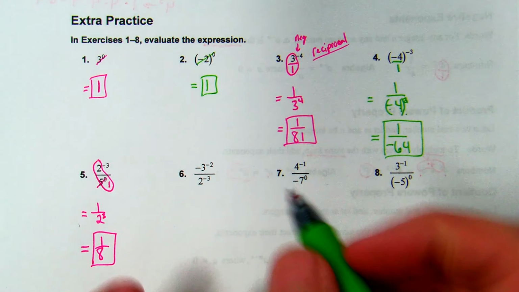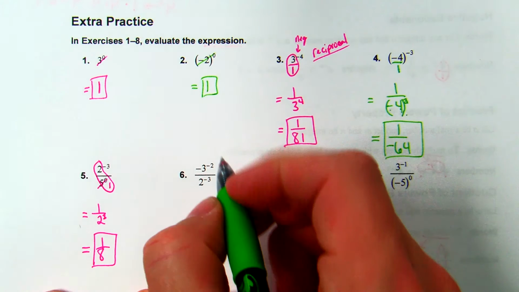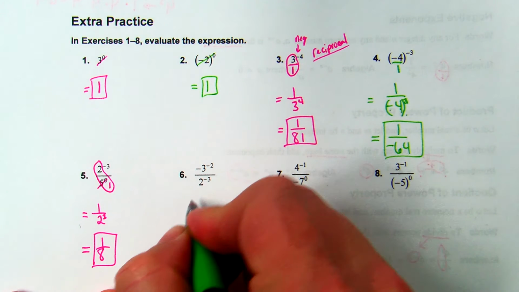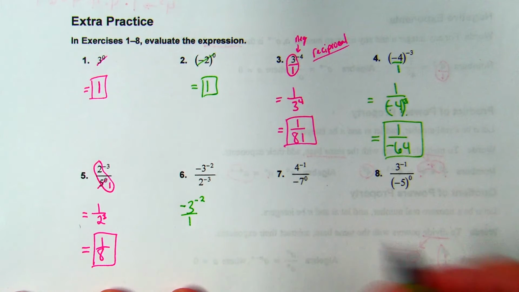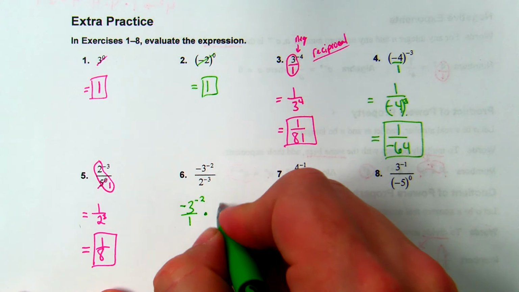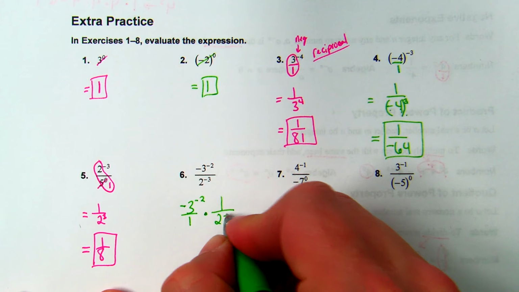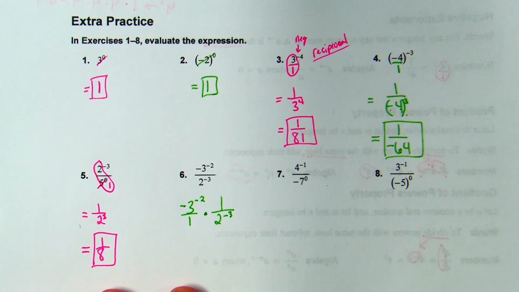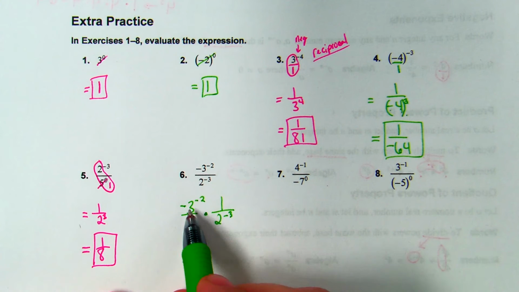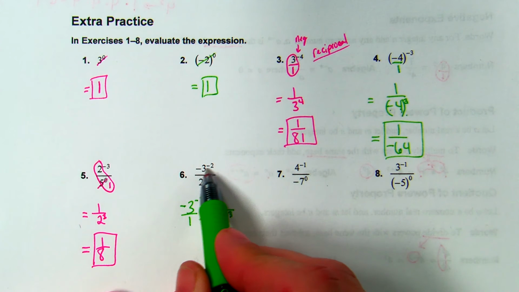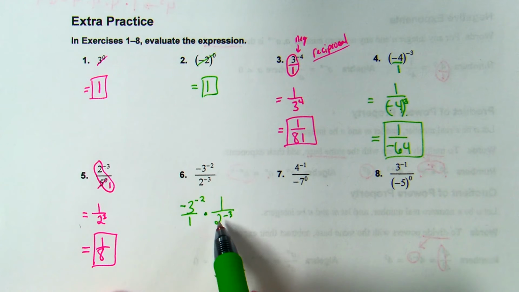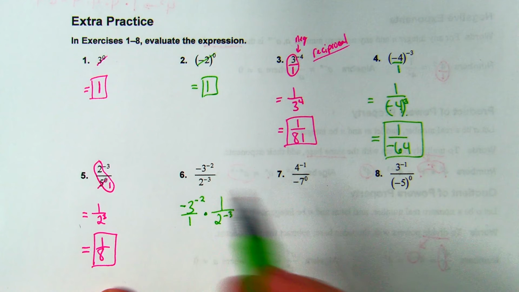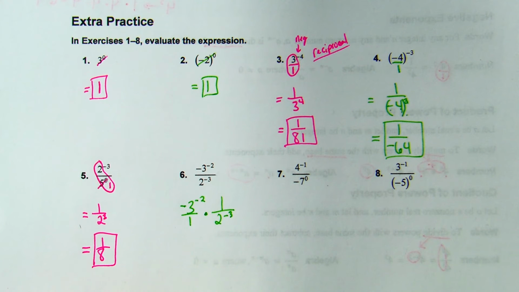So this is actually, if you'll follow along here, the same thing as negative 3 to the negative 2 over 1 times 1 over 2 to the negative 3. Do you agree with that? If I multiplied across the top, I'd end up with negative 3 to the negative 2 power. If I multiply across the bottom, I end up with 2 to the negative 3. So I haven't changed anything. I've just broken it into its pieces or its factors, right?